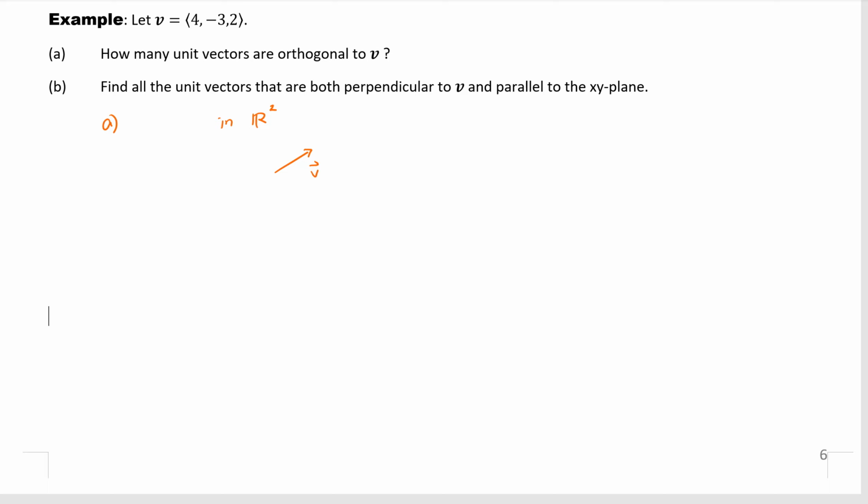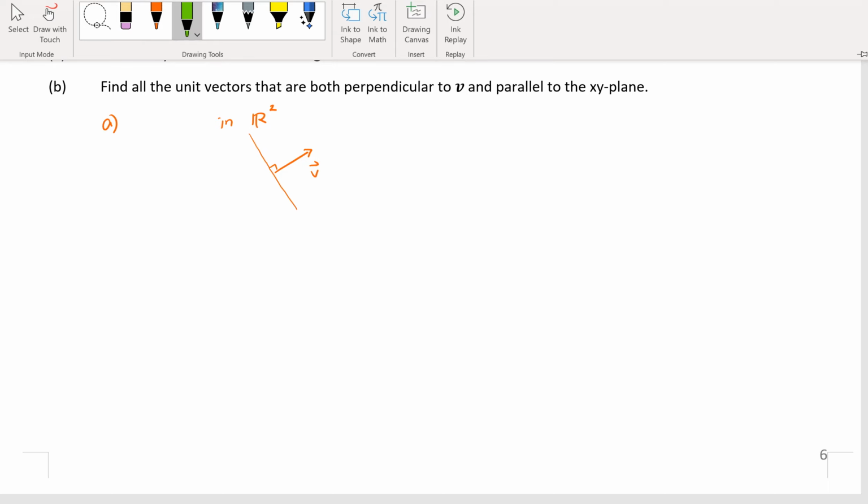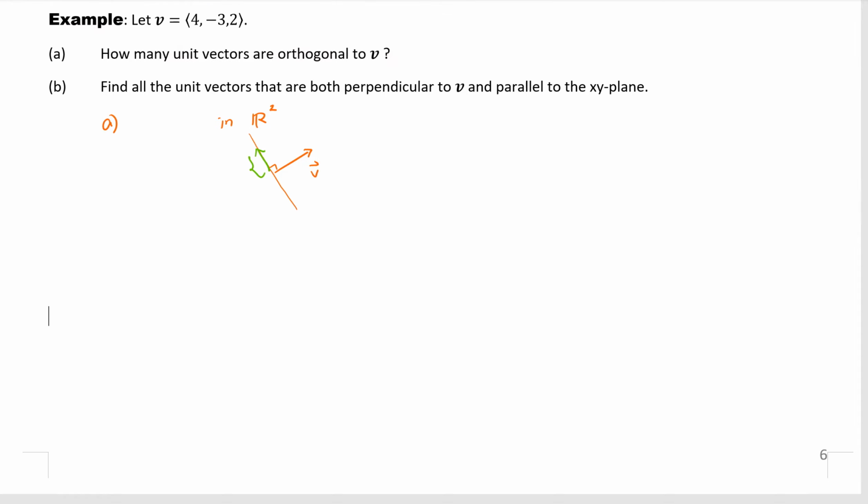Well, orthogonal means it must be on this line, right? So it is orthogonal. How many unit vectors are there? Well, this one, the length is 1. There is another one here, the length is also 1. So there are 2 unit vectors that are orthogonal to v in R2. So far, so good, everybody?